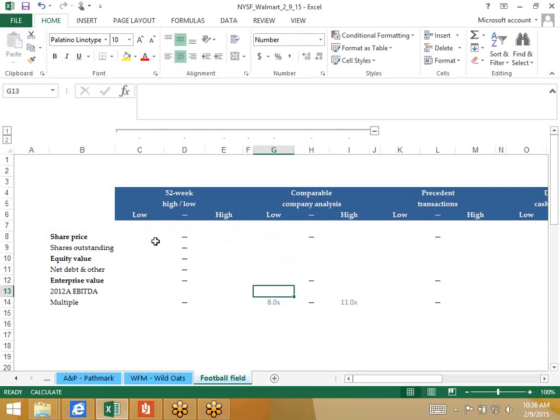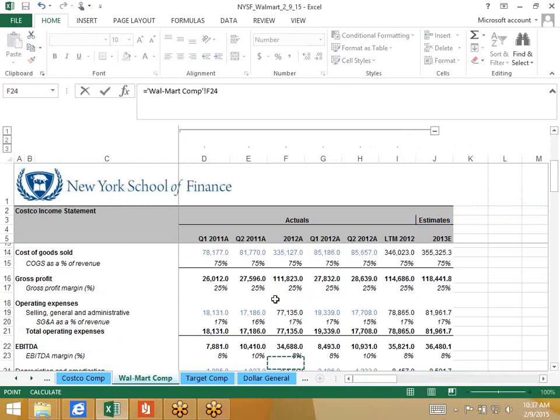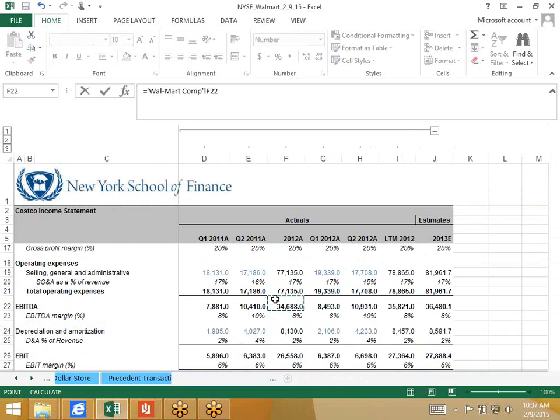So we're going to take Walmart's last reported 2012 EBITDA. Some people prefer to take its projected EBITDA. Some people prefer to take its LTM EBITDA. Just pick one EBITDA and be consistent throughout all the methods for your evaluation. I'm going to take 2012. So I'm going to pull in Walmart 2012 EBITDA. I guess you can take it from Walmart Comp or from the model. It should be identical, 34688.